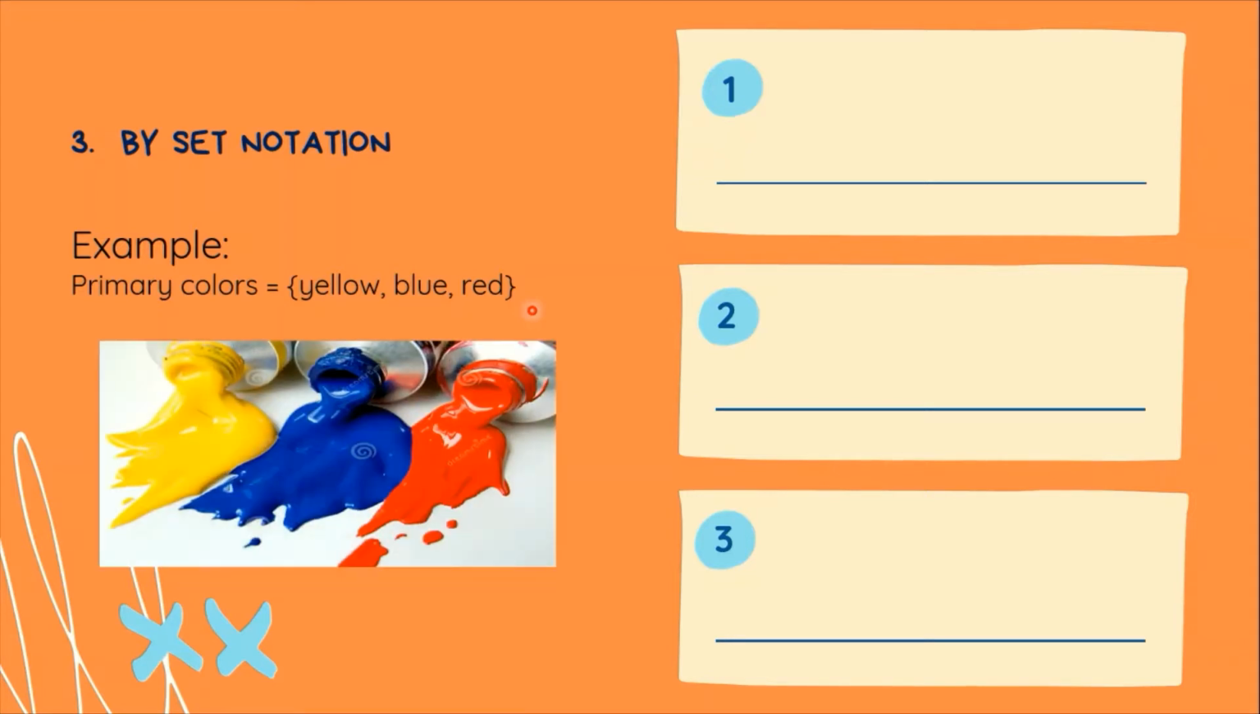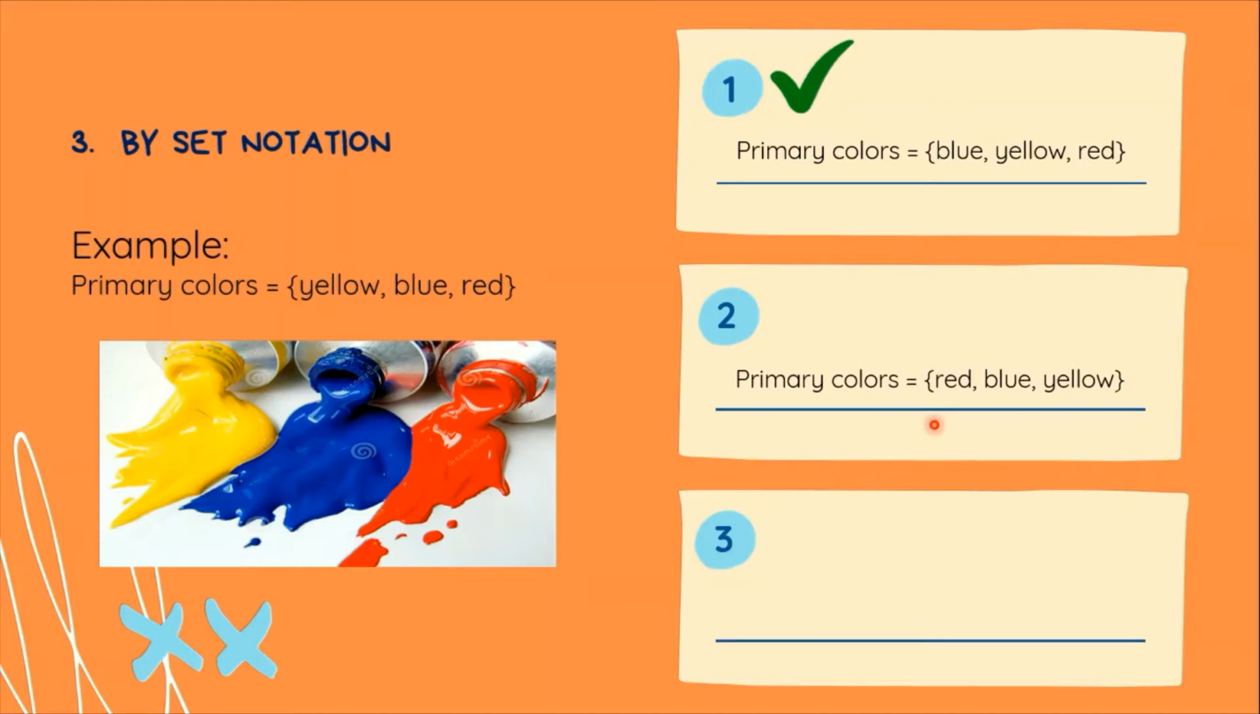Take note that the order of arrangement of the members of the set can be interchanged. So for example, instead of writing yellow, blue, red, you can write blue, yellow, and red. Or pwede rin namang red, blue, yellow. Okay lang yun. All these 3 are correct because they follow the rules in writing a set notation.